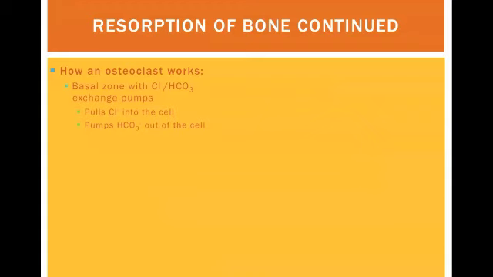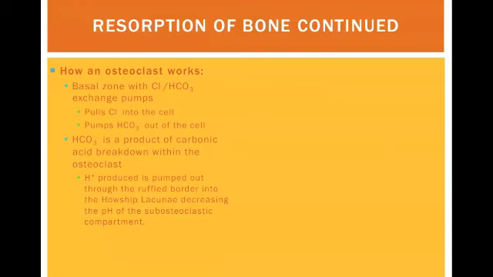As we went over in previous videos, the osteoclast has 3 compartments, so let's review them in a little bit more detail. The first zone seen here is the basal zone. This area contains ion pumps that will pull chloride into the cell while pushing bicarbonate out of the cell. The bicarbonate is produced as a byproduct of carbonic acid breakdown within the cell. The hydrogen that's produced from this breakdown is pumped out of the osteoclast through the second zone, or the ruffled border, and into the subosteoclastic compartment, or the Howship lacunae, which is located beneath the cell. This increase in hydrogen ions will decrease the pH of the subosteoclastic compartment.